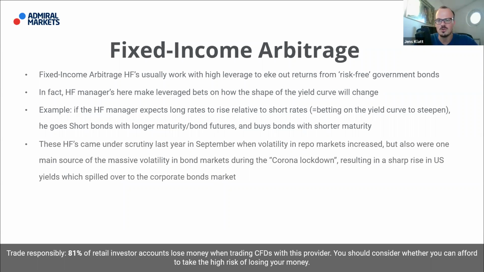And let's have a look here at what just happened, what I was referring to. These hedge funds, in fact, came under scrutiny last year, 2019, in September, when volatility in the so-called repo market increased massively, and were also one main source of the massive volatility in bond markets during the Corona lockdown at the beginning of this year, resulting in a sharp rise in US yields, which spilled over to the corporate bond market. I haven't prepared a chart for this, but if you check out the price action from March, April, you will see that there was short-term a massive spike in 10-year US yields on the upside, after it really collapsed and went below 1%.